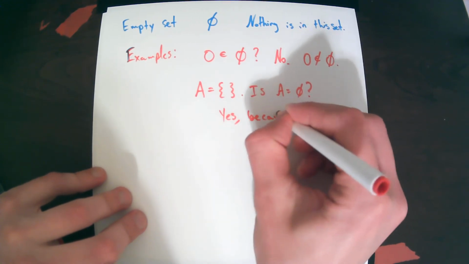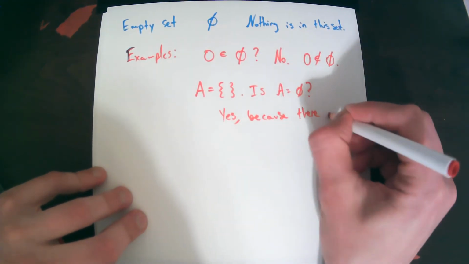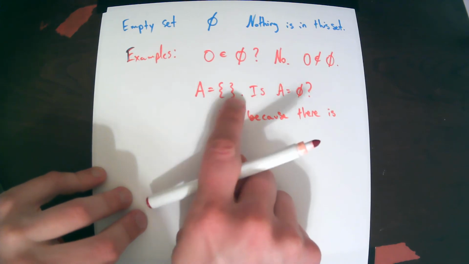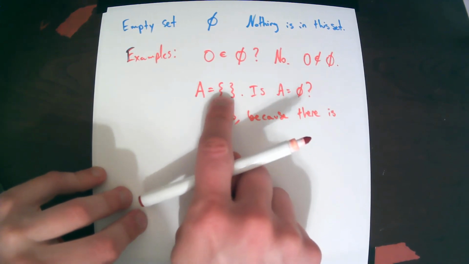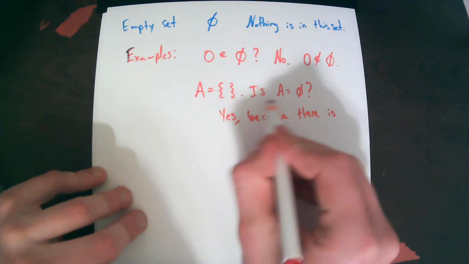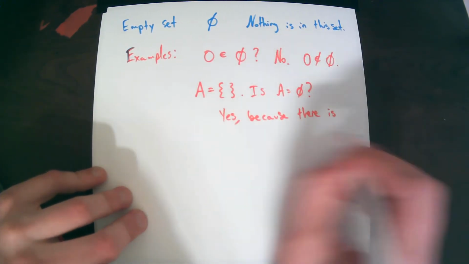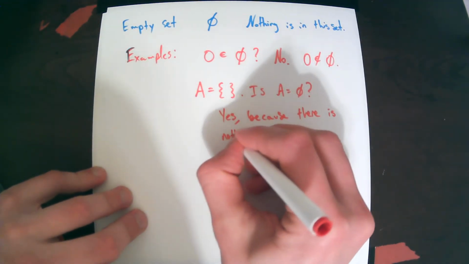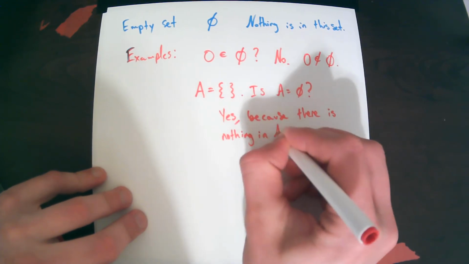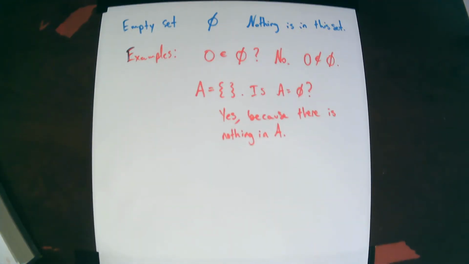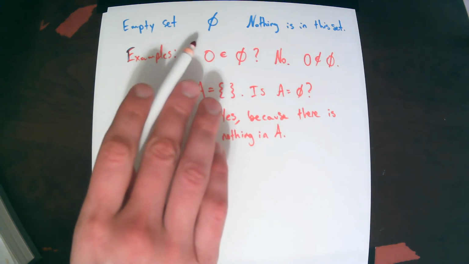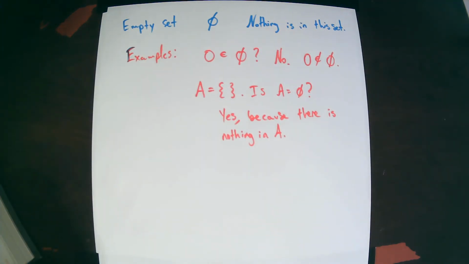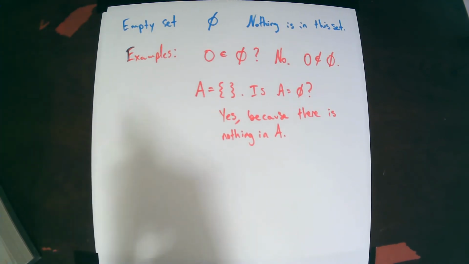Because what's in A? Nothing. There is nothing. See? The brackets denote the start and the end of the set, but what's inside? Nothing. So yes, A is the empty set in this case because there is nothing in A. Any set can be empty, or we can rename the empty set with different letters. This symbol is just used to say, hey, this set is completely empty.